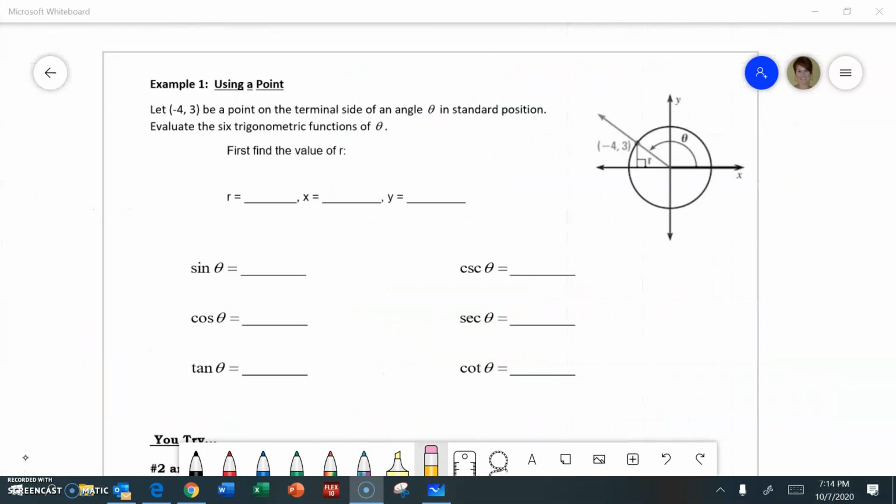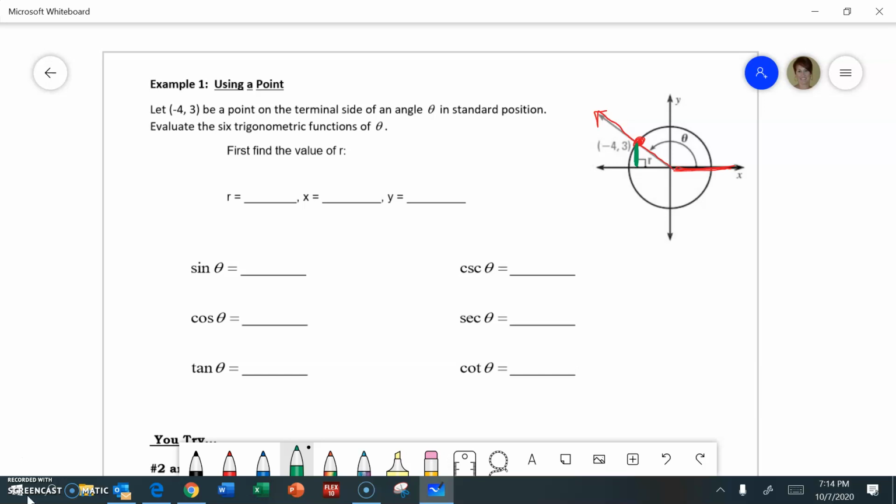Okay? All right, so let's apply what we just talked about on the front page. We know in example 1 that (-4, 3) is a point on the terminal side of an angle. What that means is that this is your initial side, and we rotated this angle, and this is your terminal side. So (-4, 3) is a point on that terminal ray. I've already done it for you, but what I've done is I've dropped that perpendicular from that point to the x-axis. You can see that right angle symbol.